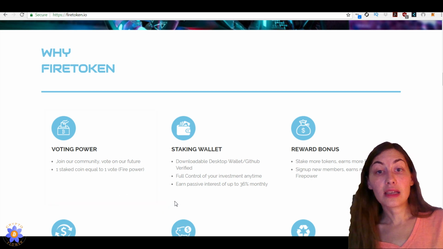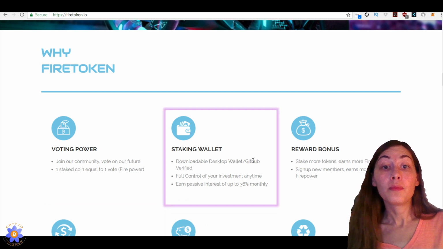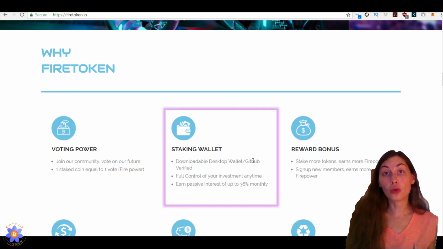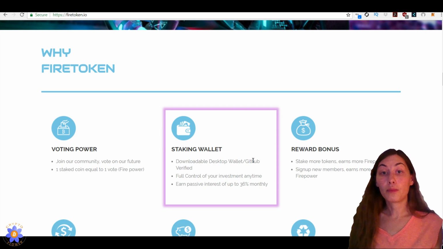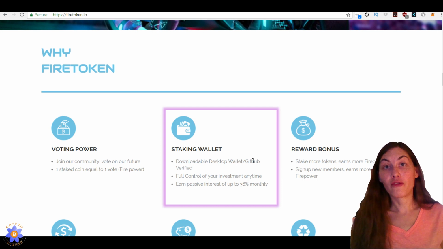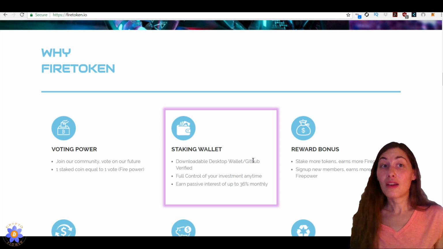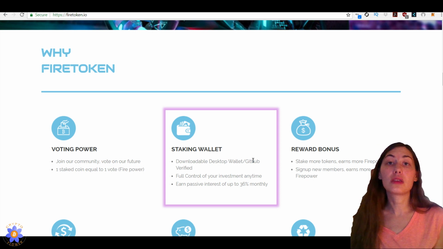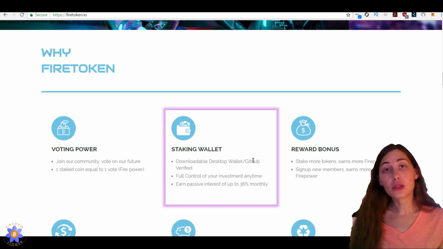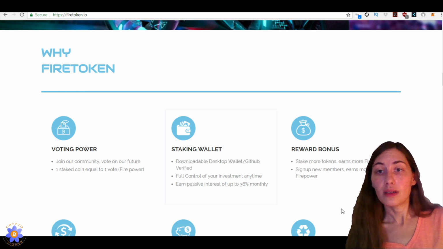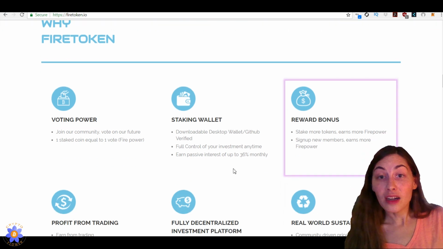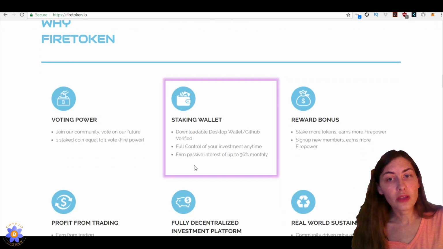Additionally, there is a downloadable QT staking wallet. If you download the wallet, you put your tokens in the wallet. They are ERC20 tokens, and you hold them offline with your private key, and the network will pay out your staking rewards every 7 days. You'll get both Firepower tokens and Firepower points. The points are what you use for the voting, and again, those only have a 7-day lifespan. So the reward bonus here is passive interest of up to 36% monthly.